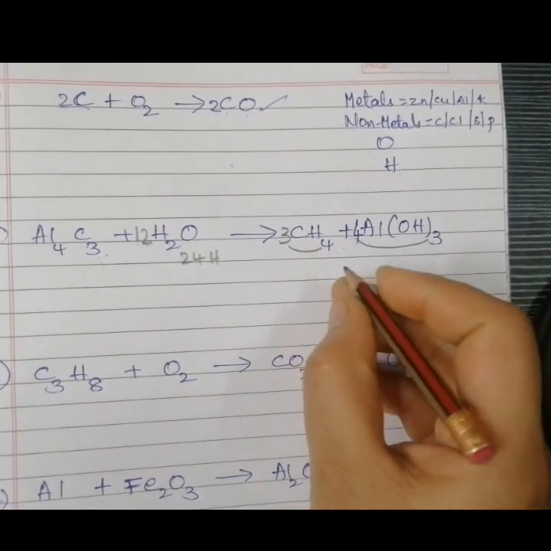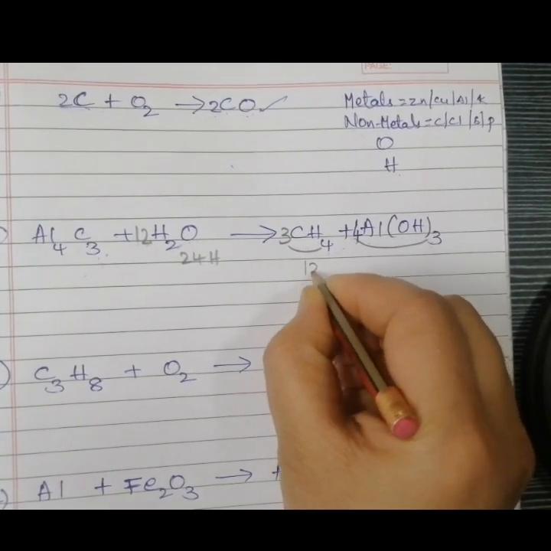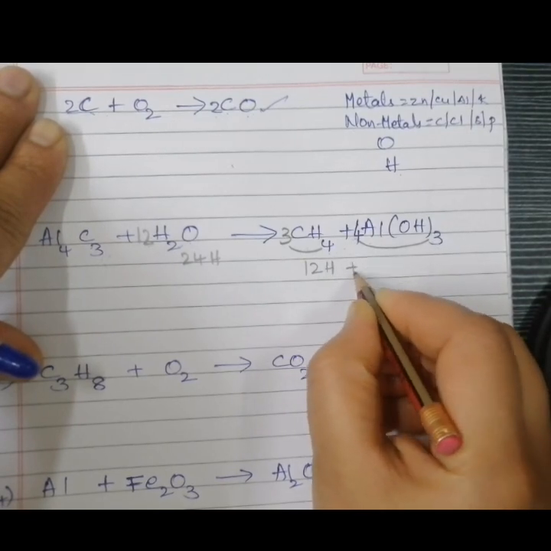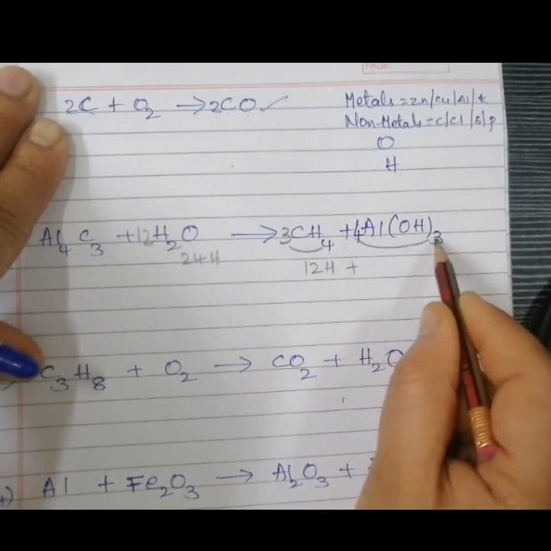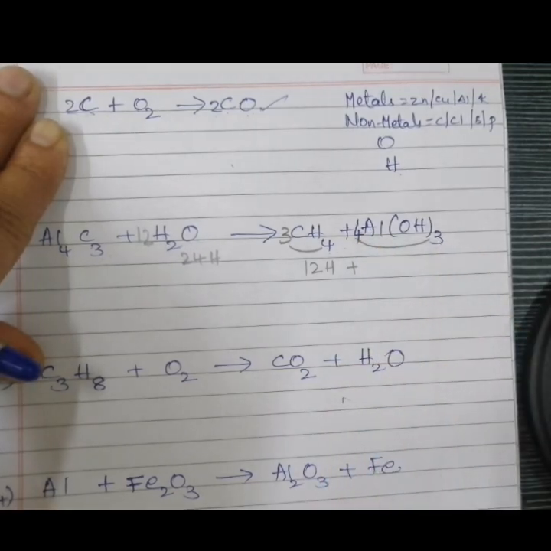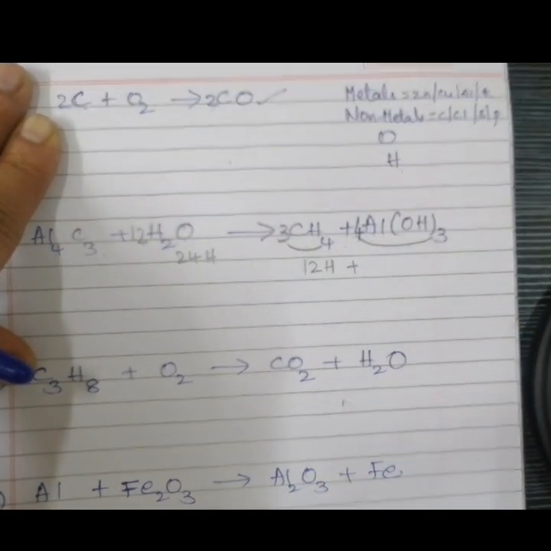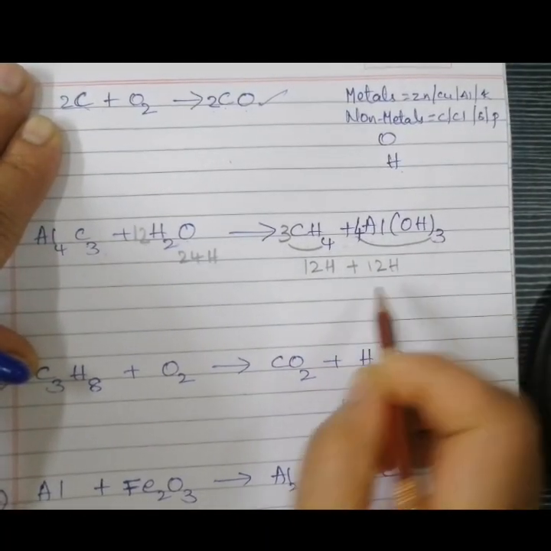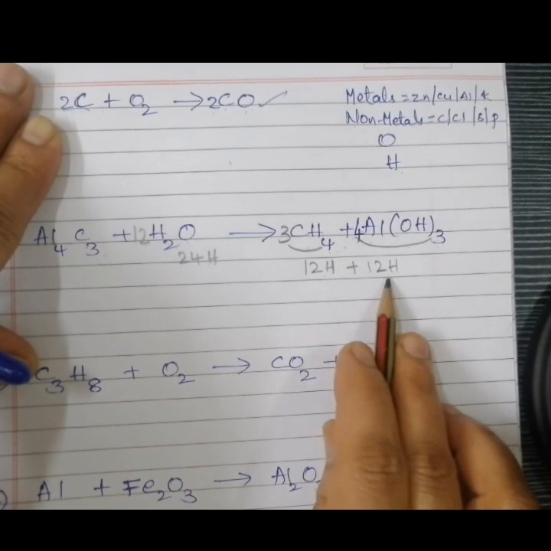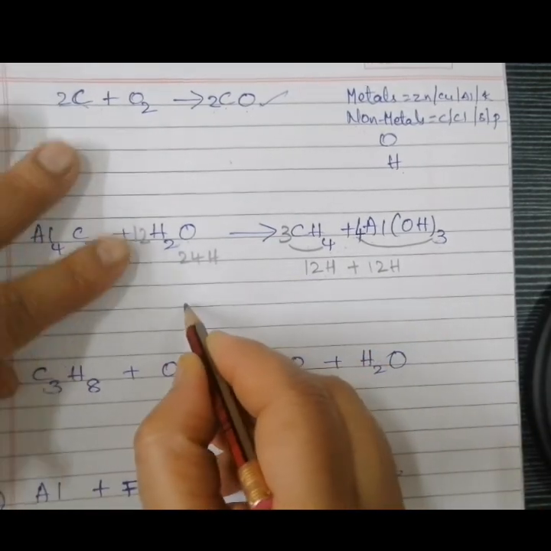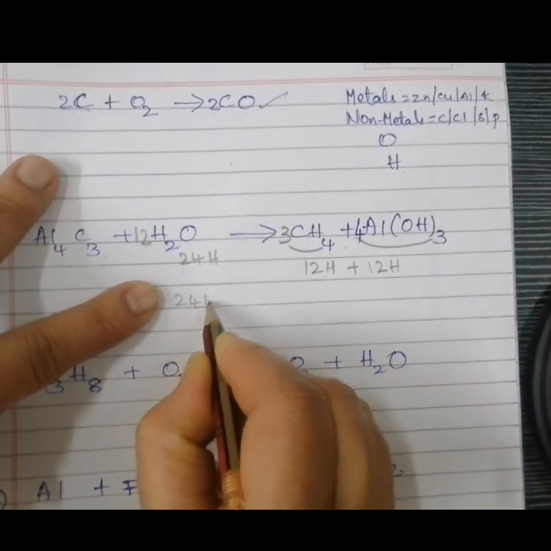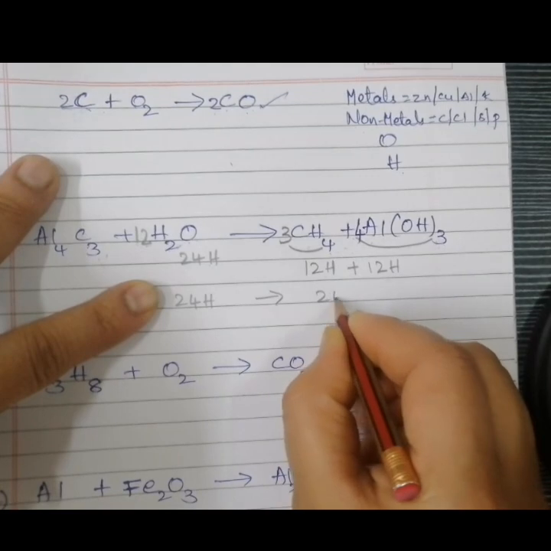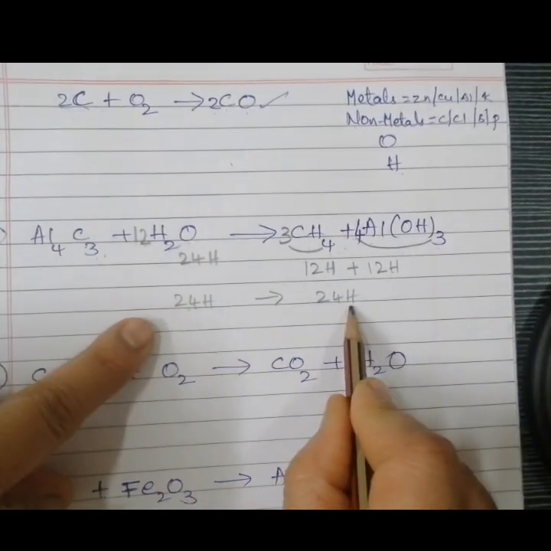3 4s are 12 hydrogen, plus here 4 3s are how many hydrogens? 4 3s are 12 hydrogens are there here. Okay. 24 hydrogen, 12 hydrogen, 12 hydrogen. So overall left hand side how many hydrogens? 24 hydrogens. Right hand side how many hydrogens are there? 24 hydrogens.